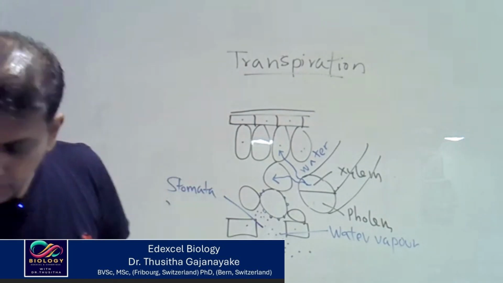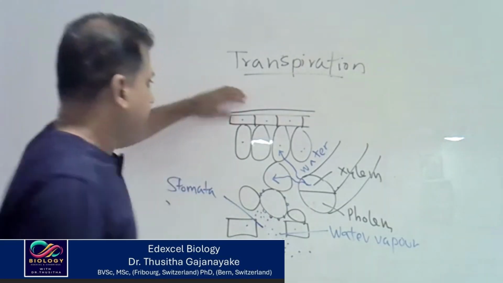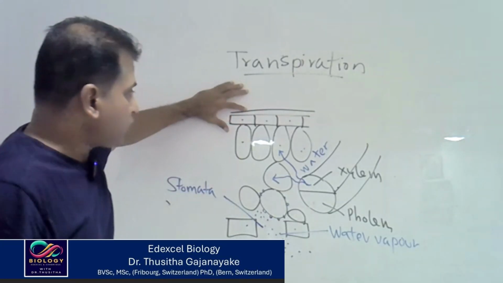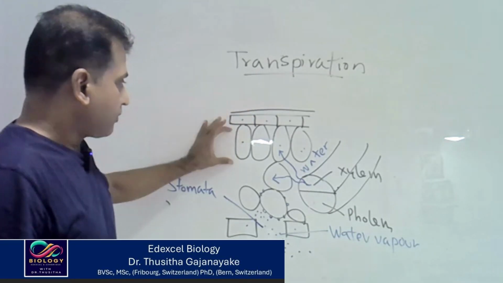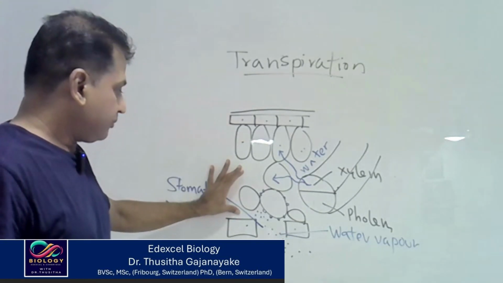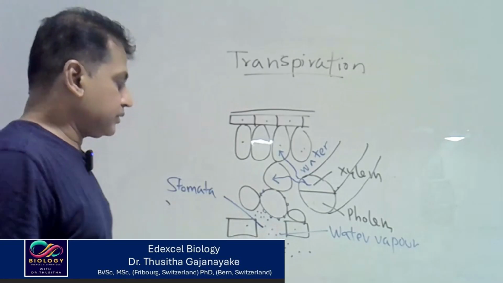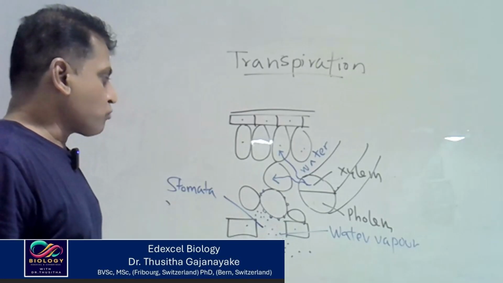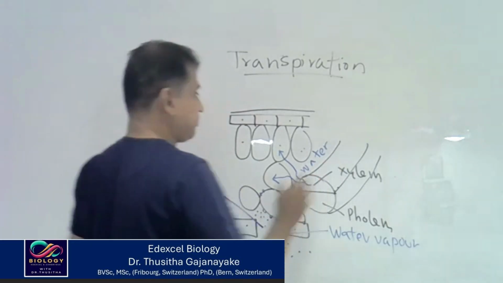So transpiration, you can revise again the cuticle, upper epidermis, palisade mesophyll cell, spongy mesophyll cell, guard cell, and the stomata. So that's the xylem and phloem organization.